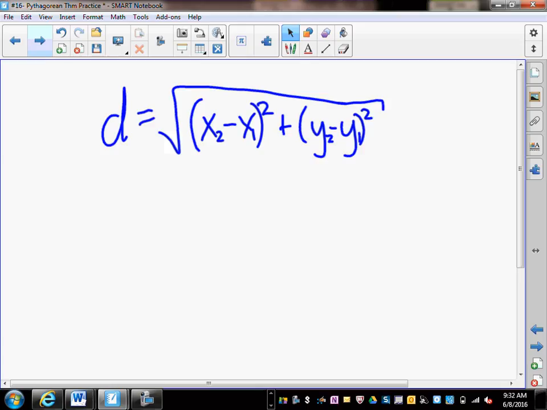Which one do you want to do? Distance, midpoint, Pythagorean, graphing, or quadratic formula? Homework. Graphing, distance. Raise your hand for distance. Raise your hand for graphing. I'm sorry, Drew. It looks like we're doing distance. All right. Let's do this one.